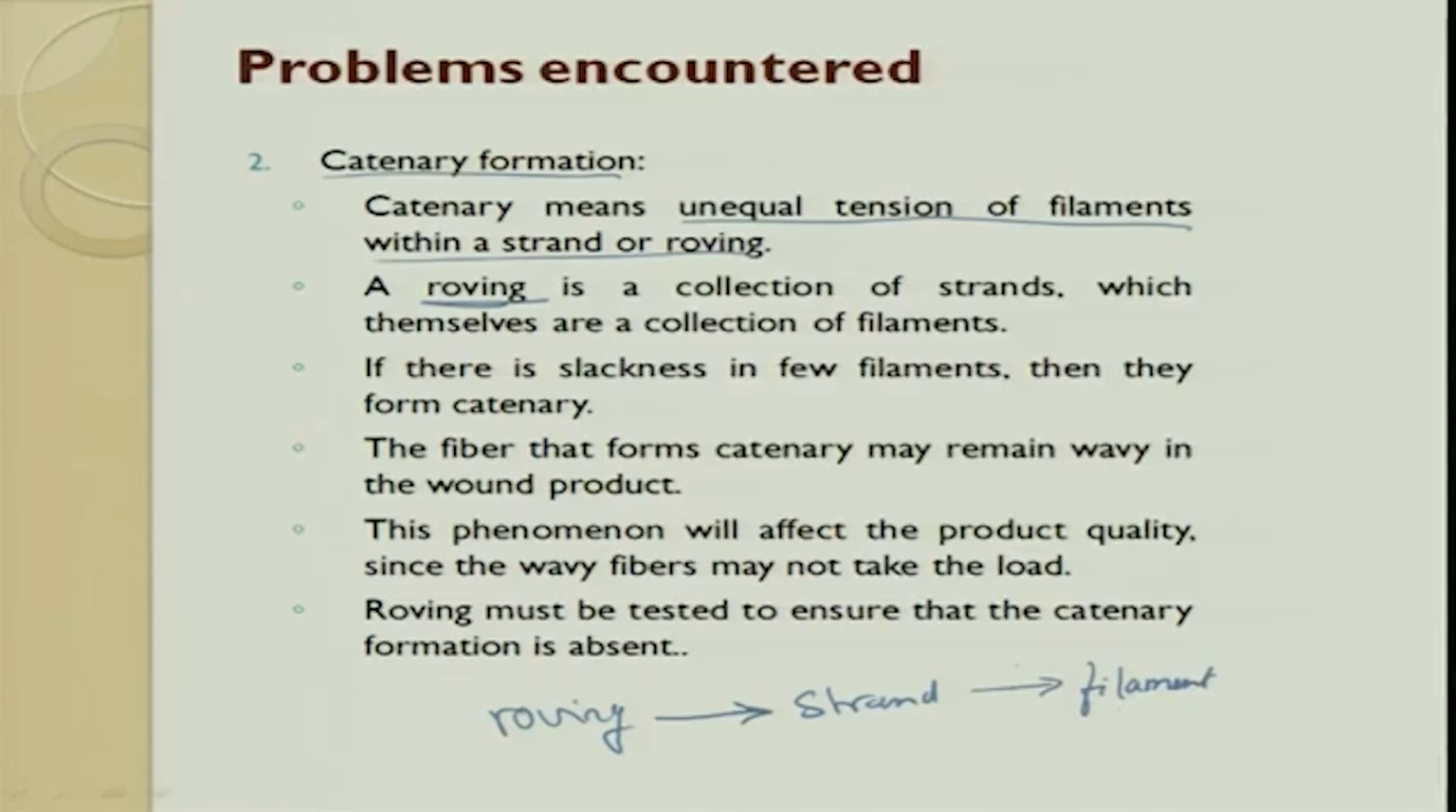So filament, strand, roving. It goes like this. So I can erase. So filament leads to strand, strand leads to roving. This point is very important. If there is a slackness in the filament, then the formation of catenary happens. The fiber formation catenary may remain wavy on the wound product, so it is leading to defects.